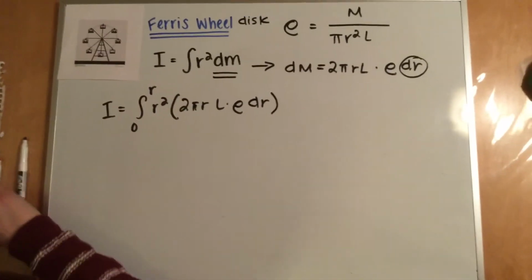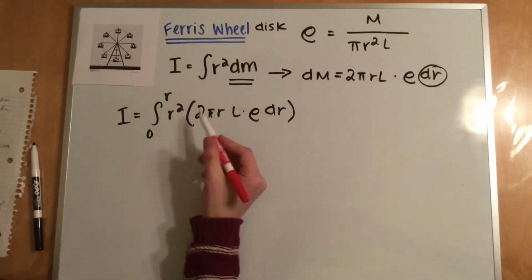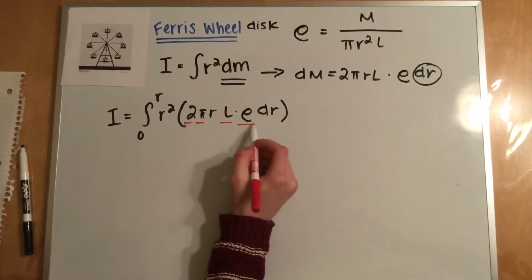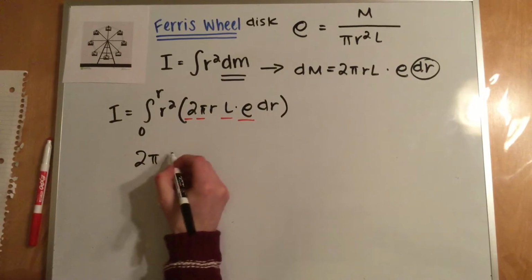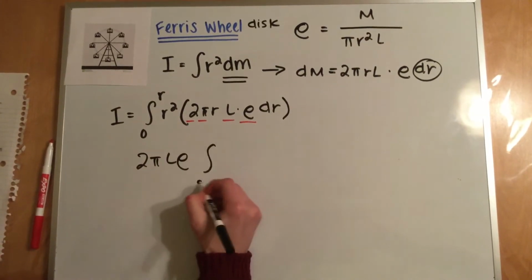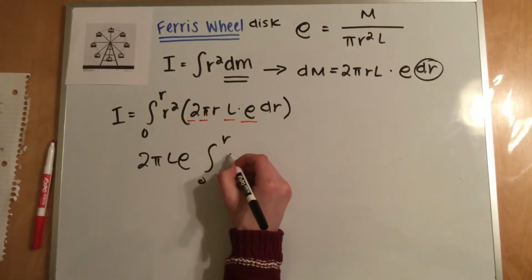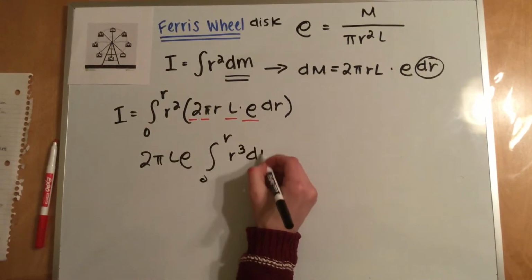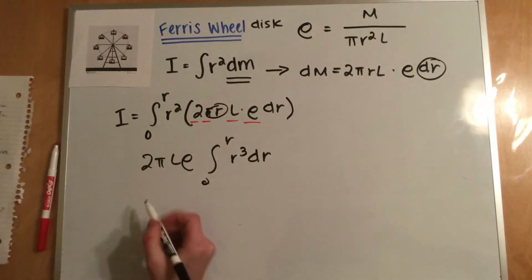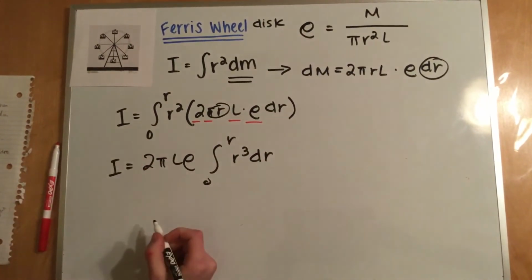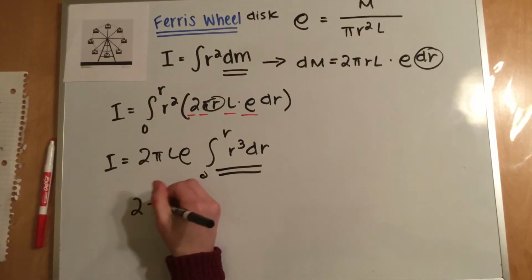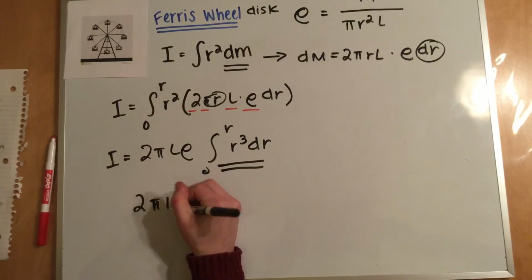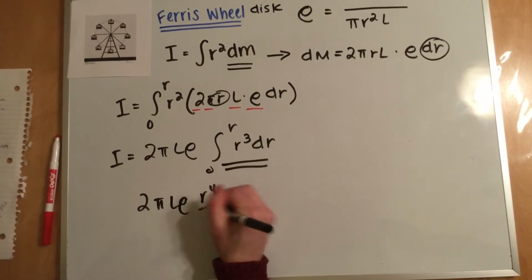Now, you can pull out some constants. The constants we're going to pull out are 2 pi l and rho. So when you pull it out, 2 pi l rho, evaluated from 0 to R, the integral of r cubed dr, because you have this extra r up here, that's the moment of inertia. So now it's really easy to find the integral of this. The integral of r cubed dr is just r to the 4th over 4.